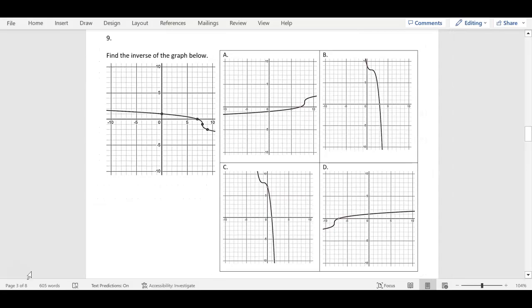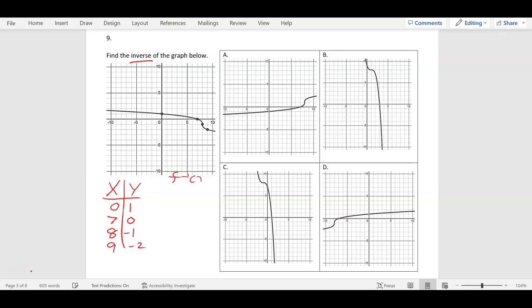Number 9, find the inverse of the graph. So again, when you're doing the inverse, you want to flip it. So let's take these points, make a table. So this first point is 0, 1. Then I got 7, 0. I got 8, negative 1. And then I got 9, negative 2.